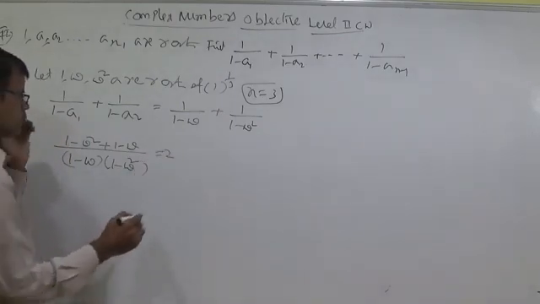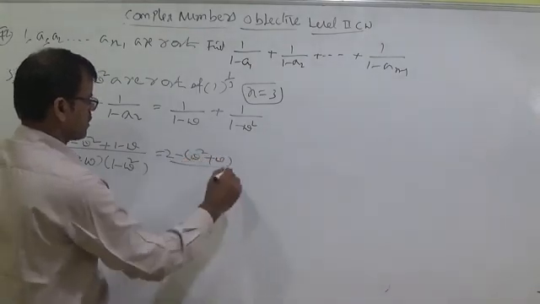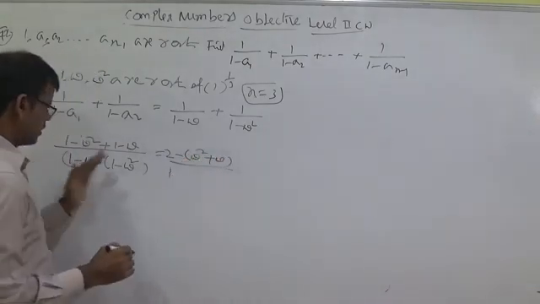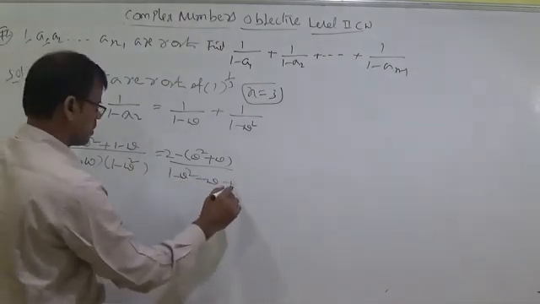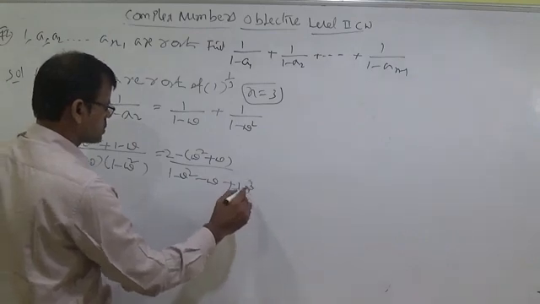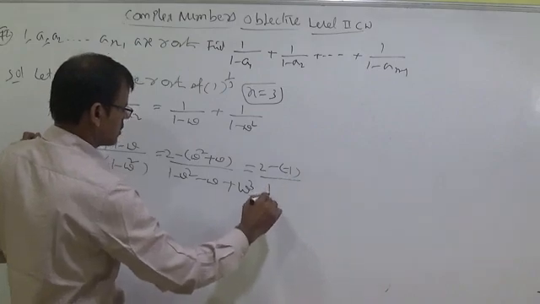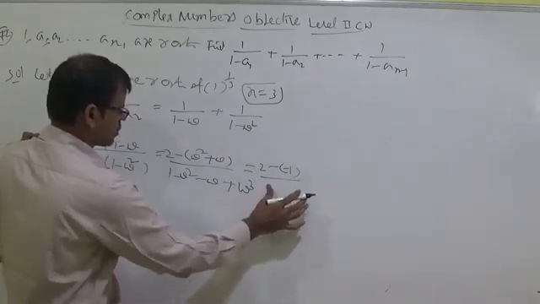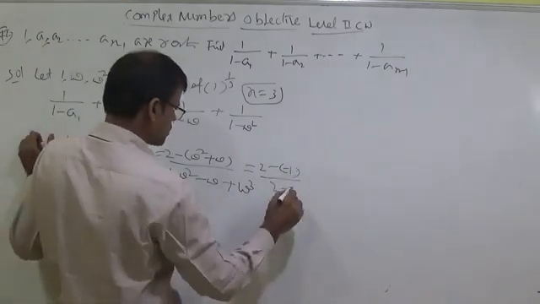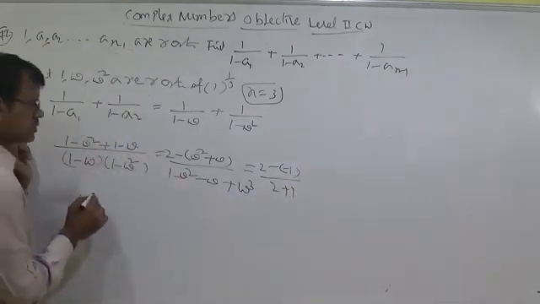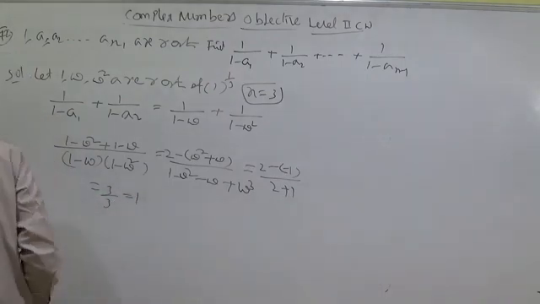You can write here 2 minus of omega square plus omega, divided by 1 minus omega square minus omega plus omega into omega square, which becomes omega cube. So this is 2 minus of minus 1, divided by 1 plus omega cube, which becomes 2, and with 1 minus taken common it becomes minus of minus 1 plus 1. So 3 by 3, this we got as 3 by 3, it is 1.